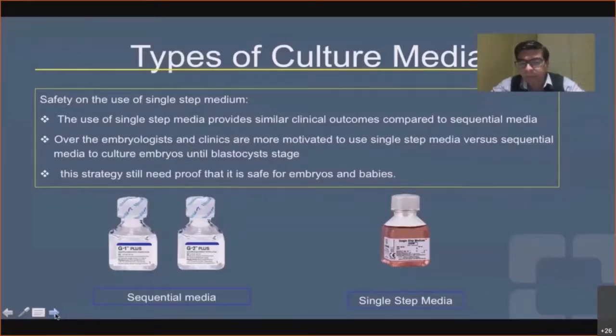But despite the many benefits obtained from the use of single-step media, it's still important to take into account that this single-step media exposes the embryos to supra-physiological levels of glucose, especially at the very early stages of the embryo development. So this strategy still needs to prove that it is safer than sequential culture media.